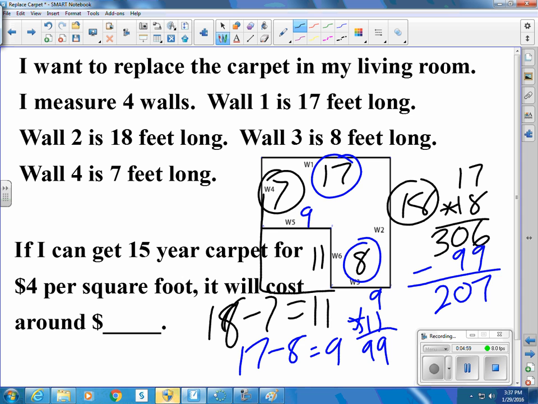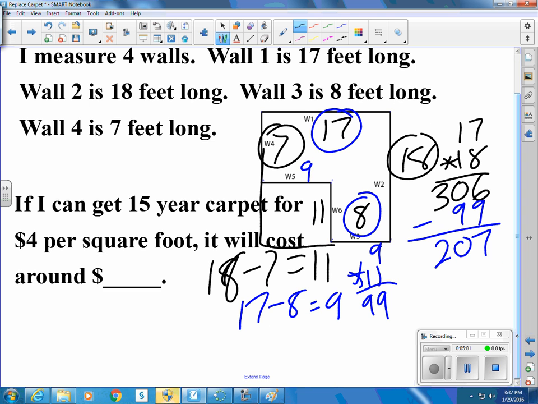We forgot to calculate the cost for 207 square feet. 207 square feet at $4 each would be 4 times 7 is 28. 4 times 2 is 8. So $828 to carpet that room.